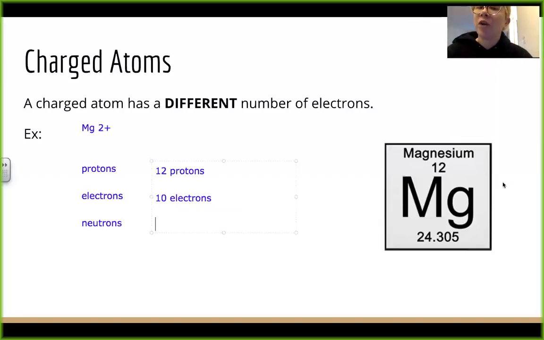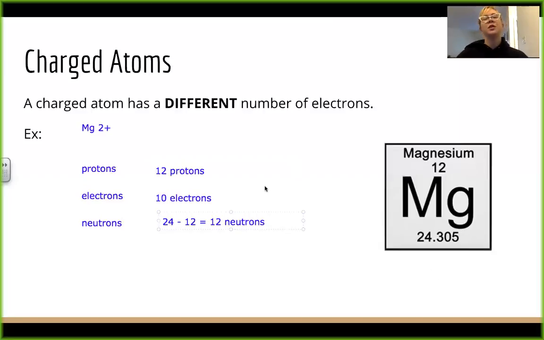Neutrons, we're going to do some subtraction here. Of course, I covered up the atomic mass. Our atomic mass is 24.3, so we're going to round down to 24. Our protons is 12, and so we are going to get 12 neutrons as well. It's strange the number of atoms that have equal protons, neutrons, and electrons. It's way more than you think it's going to be.